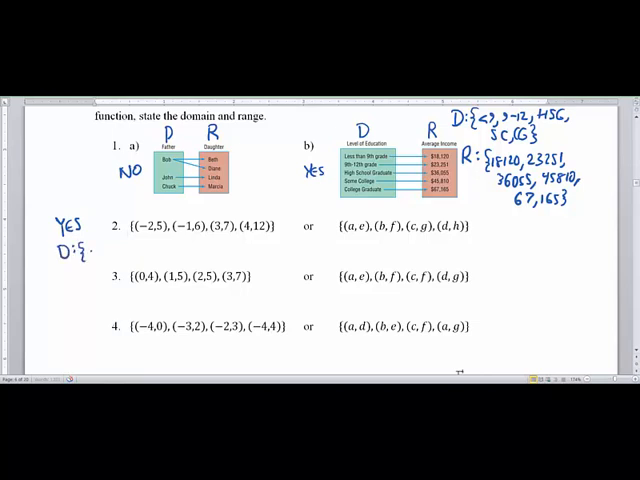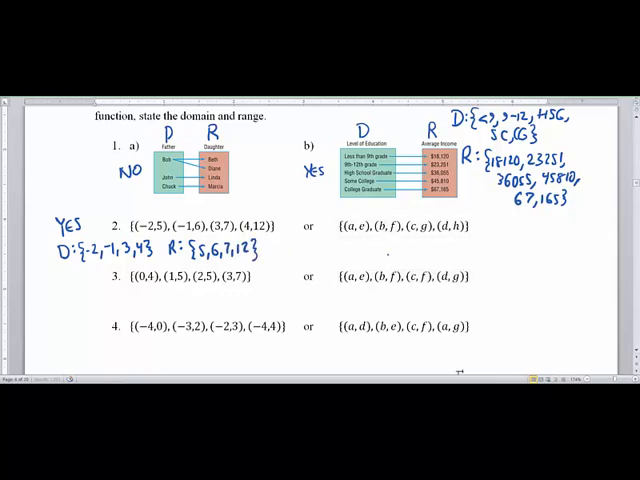Now, I'm going to have to list my domain. My domain is going to be the set of -2, -1, 3, and 4. And my range is going to be 5, 6, 7, and 12.